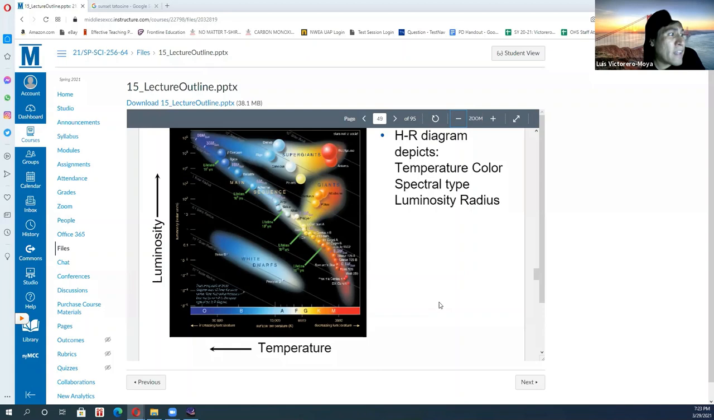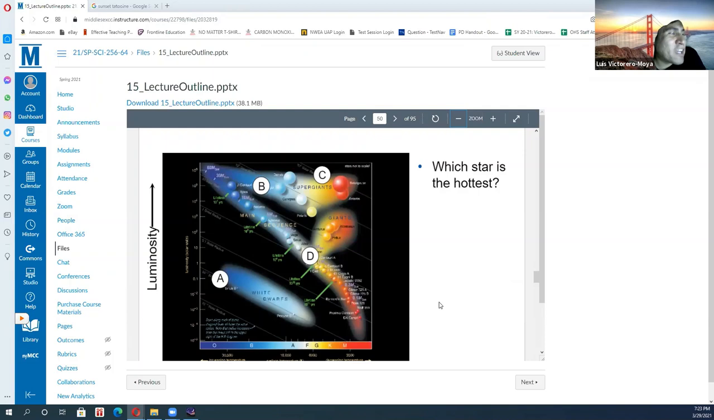All right, this is a question I can ask in an exam. We're not going to have a quiz on this, right? So I can ask you a question like that in the exam. That's too easy though. Which star is the hottest? A, B, C, or D, which star is the hottest? Come on guys, that's easy. Just look at the axis.